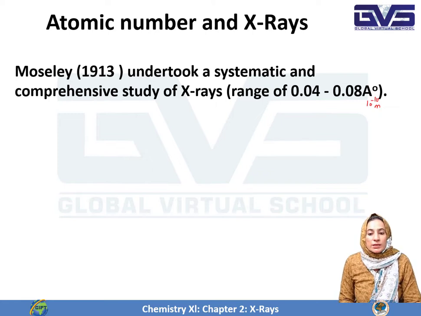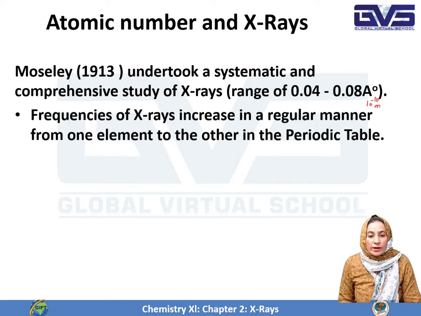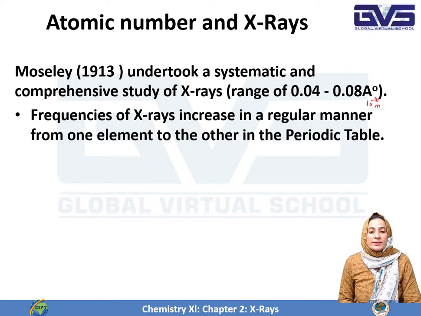So he studied in this range of the X-rays systematically and comprehensively, and he observed that the frequency of the X-rays increases in a regular manner from one element to the other in the periodic table. Frequency increases in the periodic table from one element to the other element, and you know in the periodic table when we move from left to right, their atomic number increases, their atomic mass increases, and the frequency also increases from one element to the other element in a regular manner.